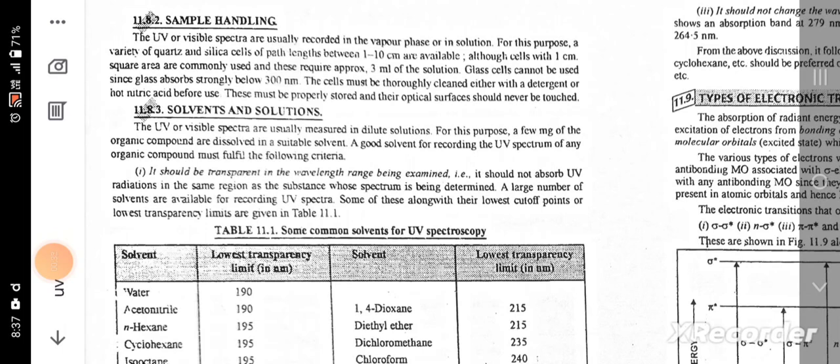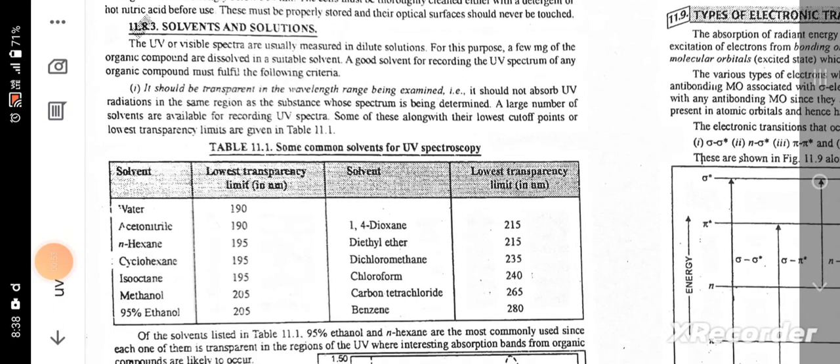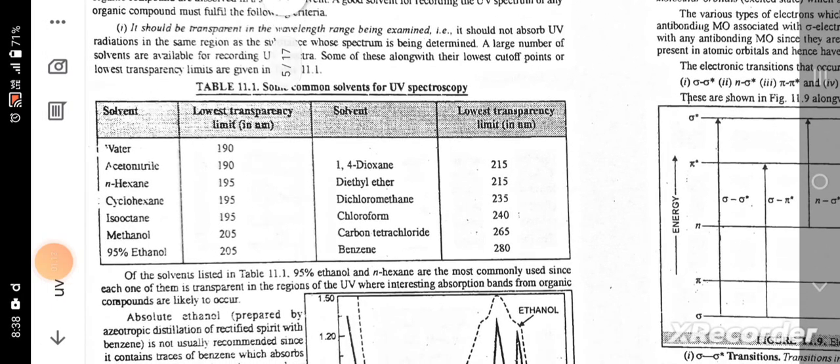Solvents and solutions. The UV or visible spectra are usually measured in dilute solutions. For this purpose, a few mg of organic compound are dissolved in a suitable solvent. A good solvent for recording the UV spectrum of any organic compound must fulfill the following criteria. It should be transparent in the wavelength range being examined. It should not absorb radiations in the same region as the substance whose spectrum is being determined. A large number of solvents are available for recording UV spectra. Some of these, along with their lowest cutoff points or lowest transparency limits, are given in table 11.1, some common solvents for UV spectroscopy.